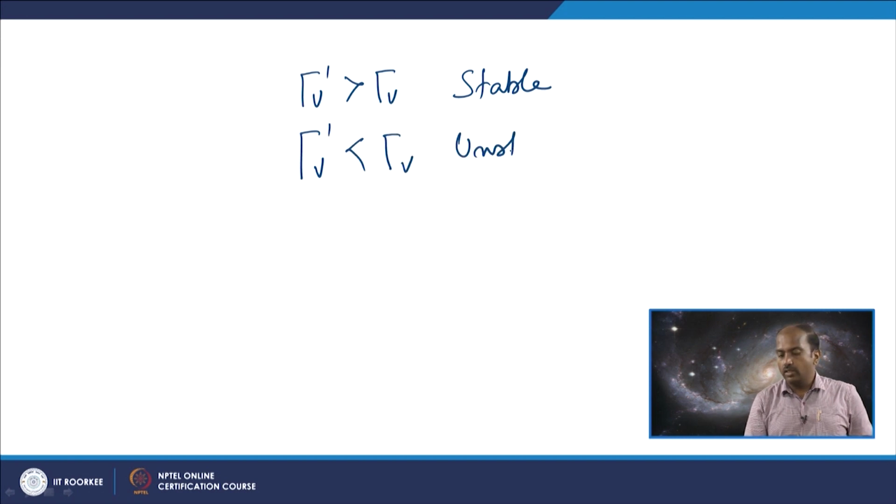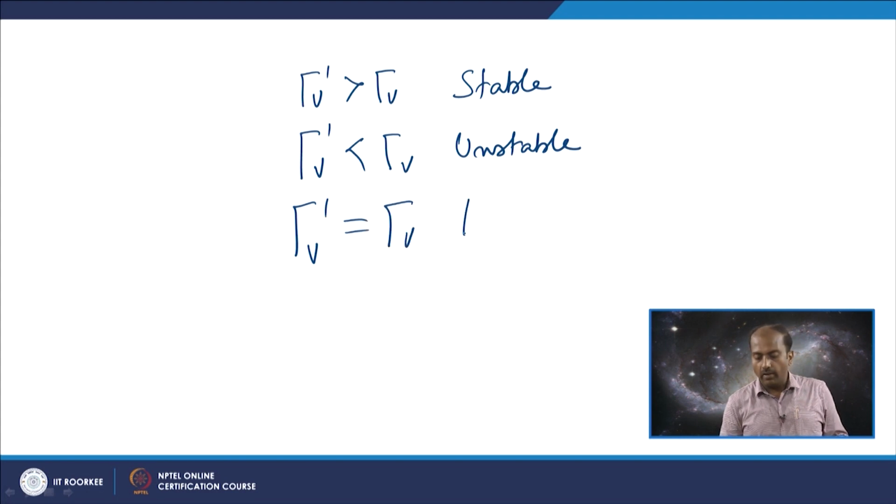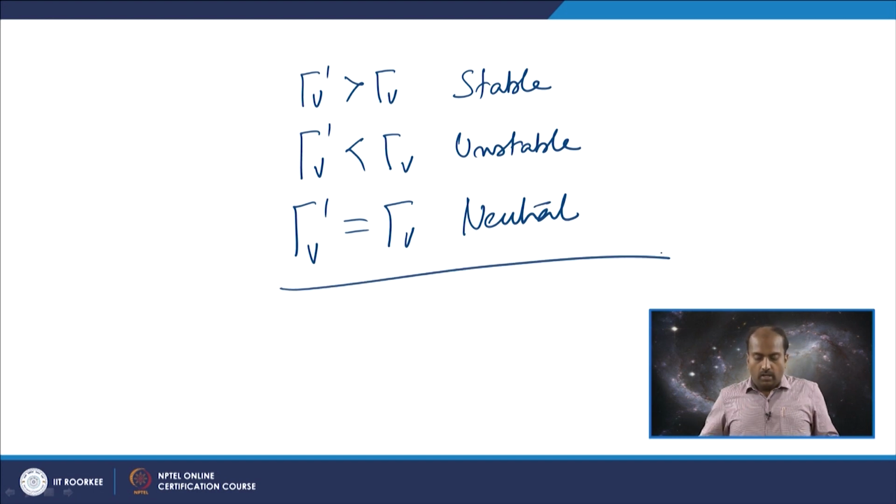So this is a mathematical treatment for understanding the stability. If gamma v prime is greater than gamma v, we have a stable atmosphere. If gamma v prime is less than gamma v, you have an unstable atmosphere for the vertical movement of the air parcel. If gamma v prime is equal to gamma v, we have a neutral atmosphere. So this is a simple mathematical treatment of atmospheric stability.